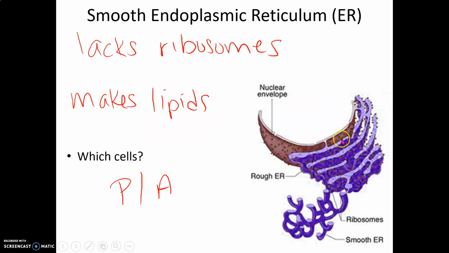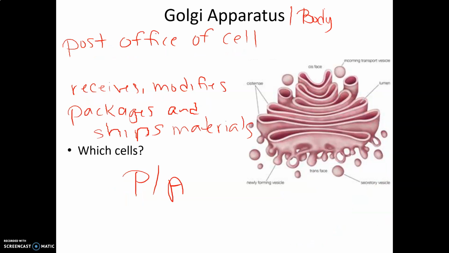Then we have that smooth ER. So keep going from the rough, you'll get to the smooth ER. Its characteristic is it doesn't have that bumpy appearance like the rough ER because it doesn't have ribosomes. What happens here, among other things, depending on the type of cell, is that it makes lipids, okay? And the same place you find the rough is where you find the smooth in your plants and your animals. And we have the Golgi apparatus, also called the Golgi body.